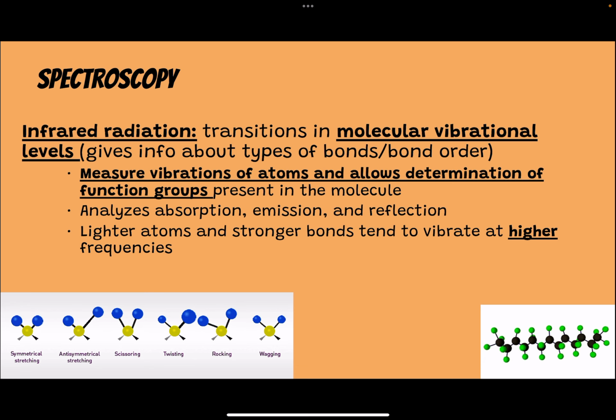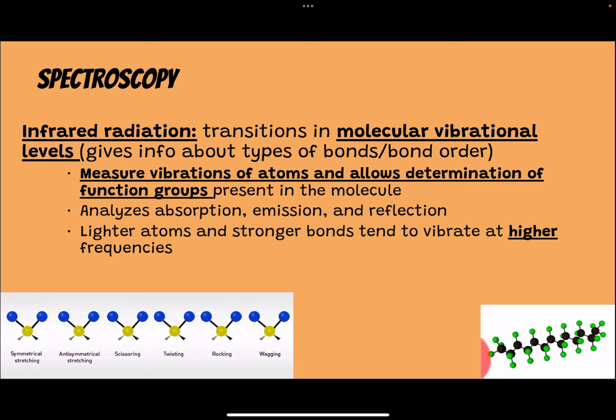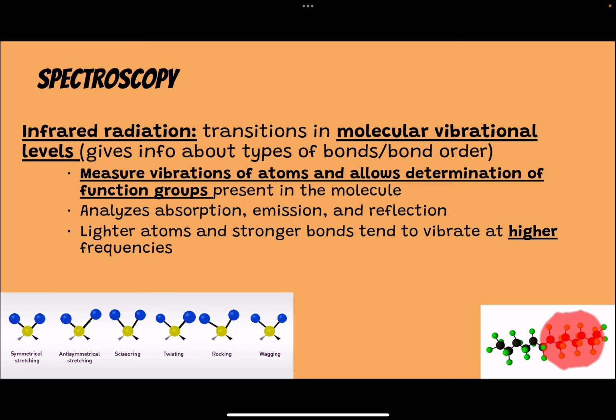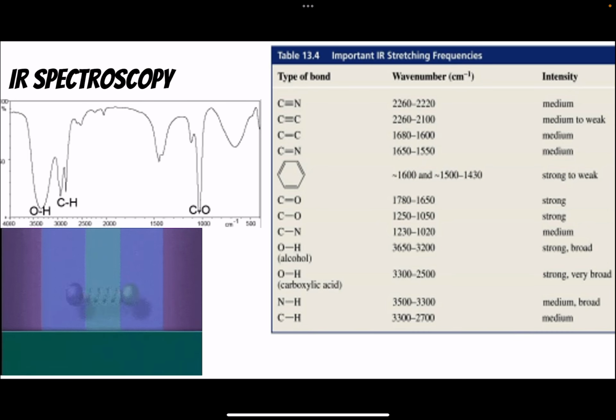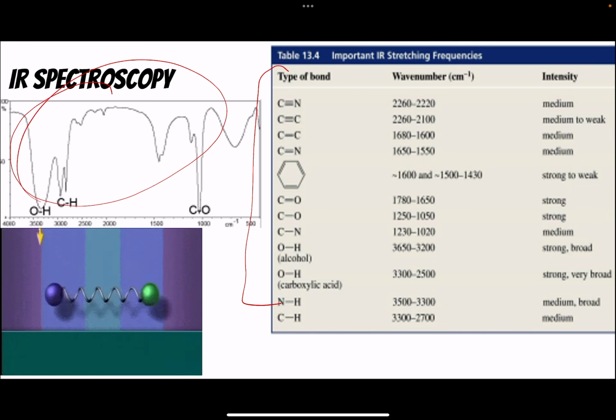Again, the vibrations are the transitions in molecular vibration levels. It tells us these certain functional groups. If you take organic chemistry, this is not going to be the last time that you see this. At certain parts of the wave, you'll see certain functional groups. They vibrate a certain way. So again, the vibration has to do with finding functional groups.